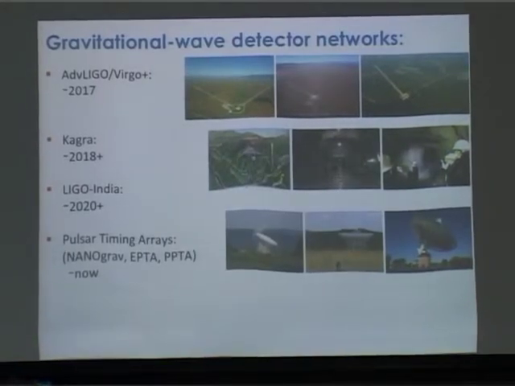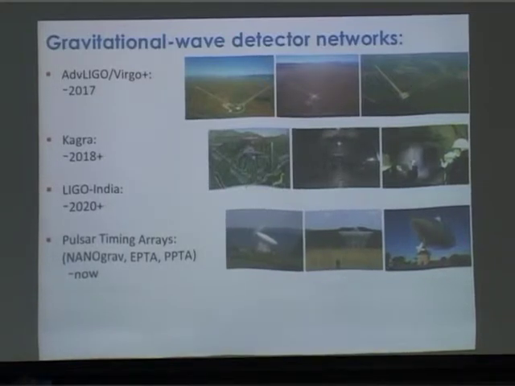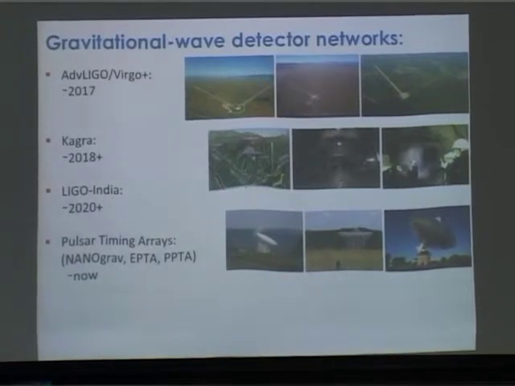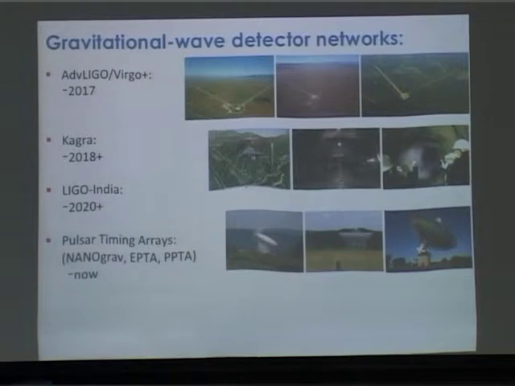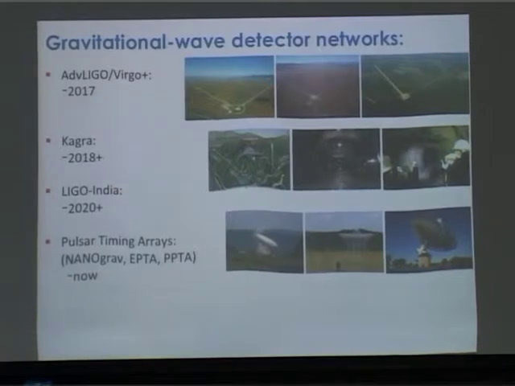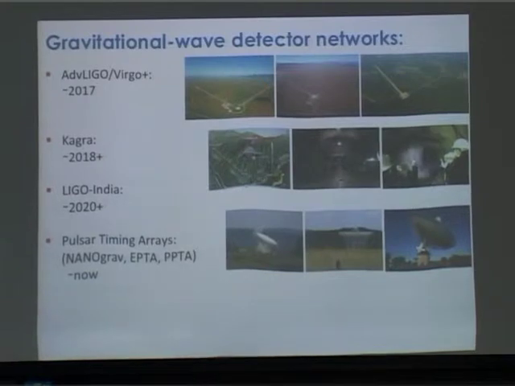Of course, in addition to the ground-based interferometers, there's other ways of detecting gravitational waves. There's using arrays of radio telescopes to observe various pulsars. We call these pulsar timing arrays, and by observing correlated changes in the ticking rates of these different pulsars, we can infer that a gravitational wave has passed over the Earth, say.